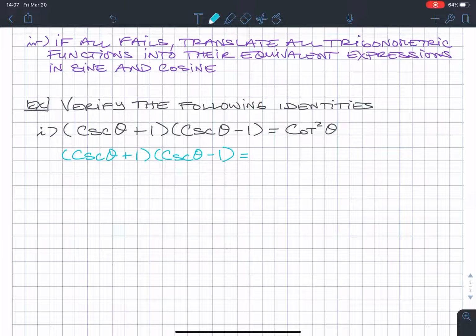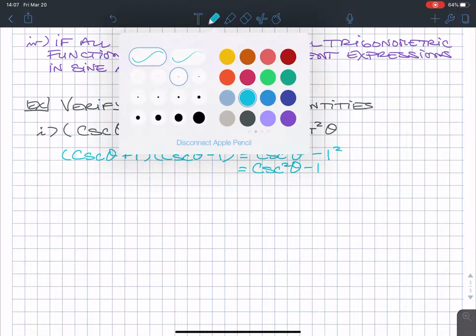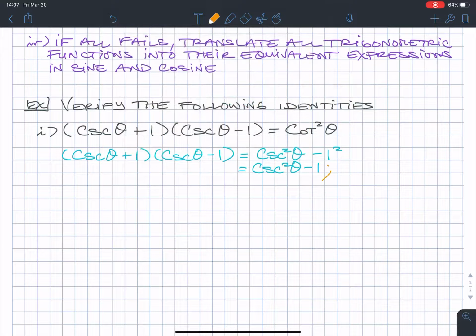But I notice that this is of the form for the difference of squares. That is, it's cosecant first guy squared, cosecant squared theta, minus second guy squared, 1 squared. Okay, so simplifying, this is just cosecant squared theta minus 1. But I have an identity: cotangent squared theta plus 1 is equal to cosecant squared theta. So if I were to subtract 1 from both sides, do you agree that this would be cotangent squared theta? Which is exactly what I wanted to prove. Check mark. I've done it.